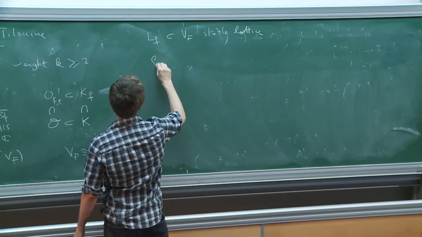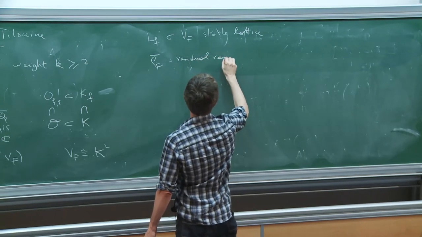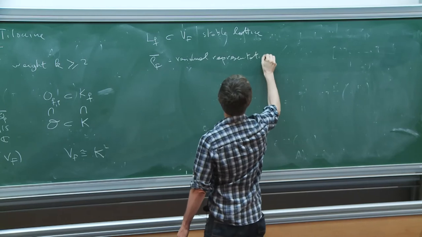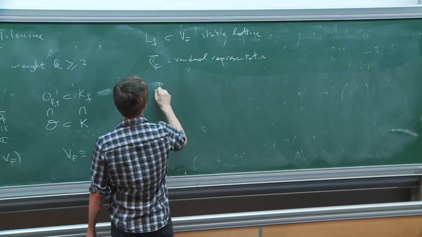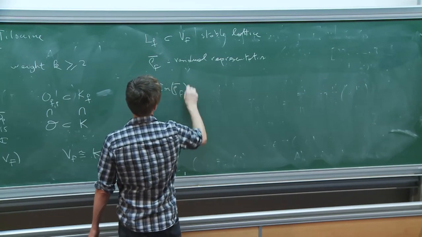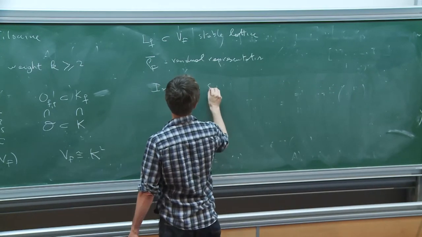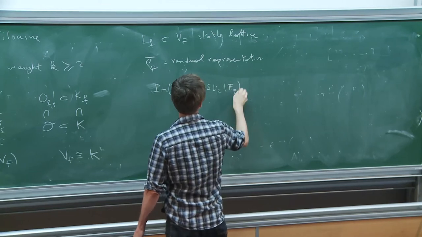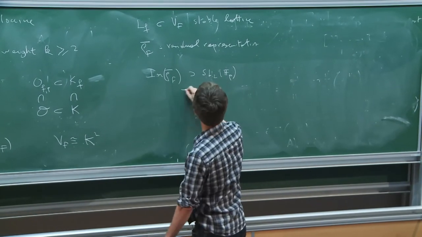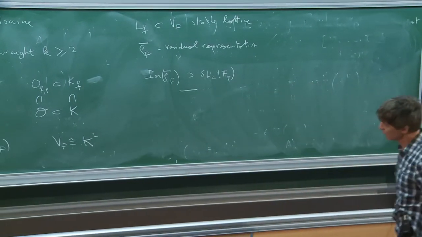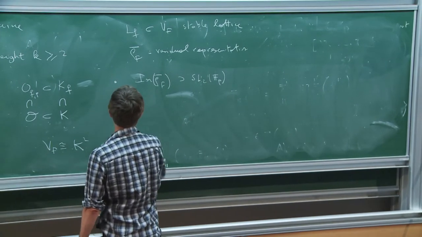I'm going to call rho_f bar the residual representation. We are going to assume that the image of rho_f bar is sufficiently large, and for simplicity, I'm just going to assume that it contains SL_2(F_p). Maybe there are weaker hypotheses, but just to make life simpler, I will just assume this. And I will make another assumption.